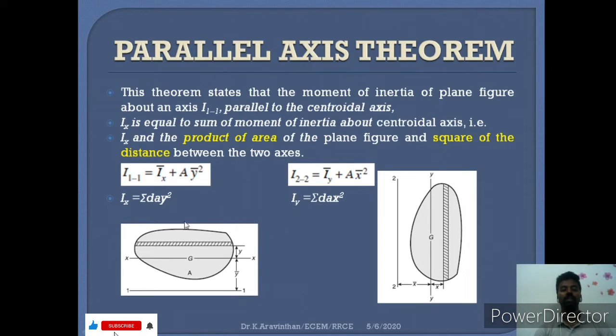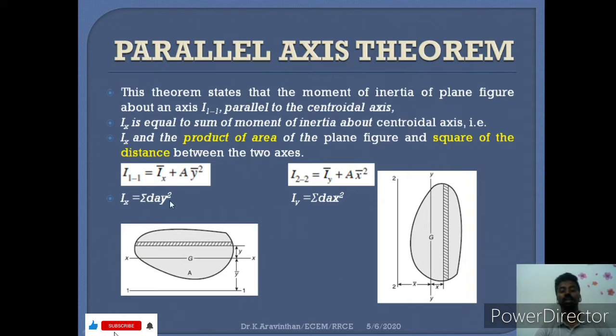So if you want to find inertia at x-axis, you have to sum dA, the small area, into y square. Here you note that the y is distance from the centroid, starting from the centroidal axis to the area, which is known as y.